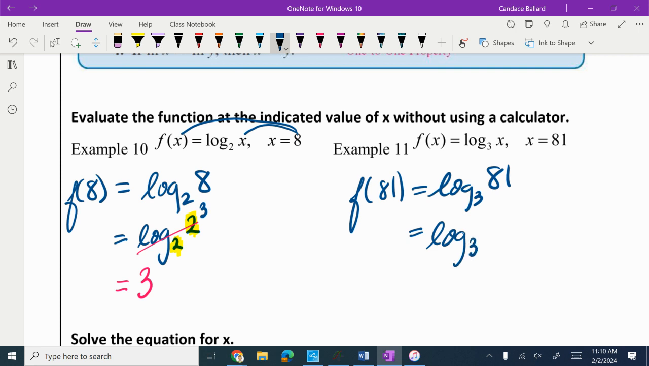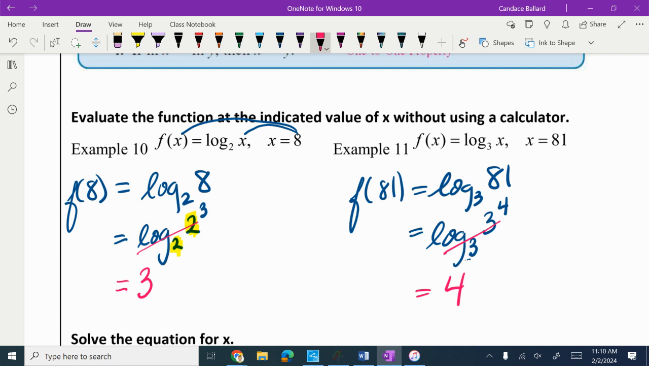Okay, let's check it together. We want to force this base to be the same as this, right? So we want it to be log base 3 of 3. What's another name for 81? 3 to the 4th. What happens with the log base 3 of 3 then? It cancels, and what's left behind? 4. So your answer is 4.